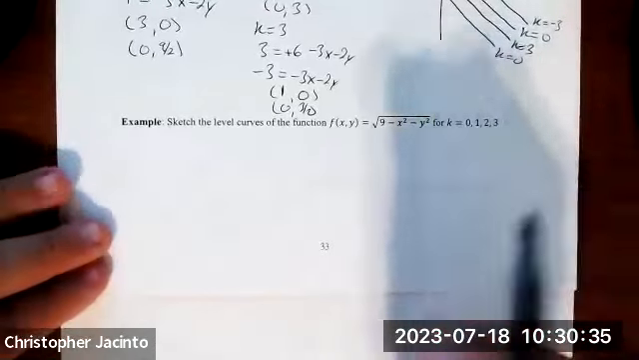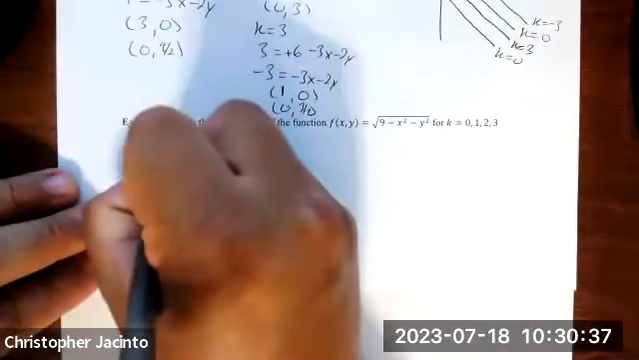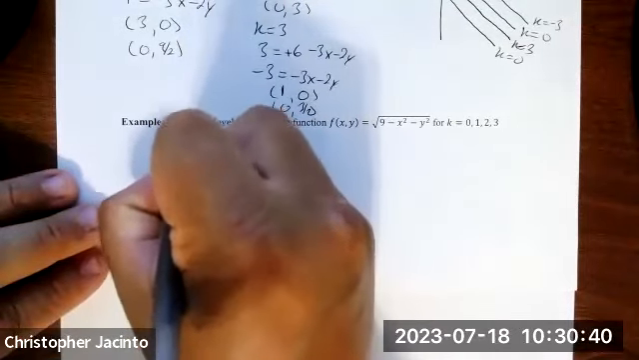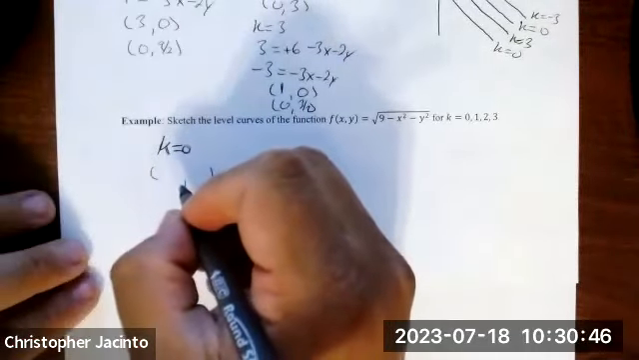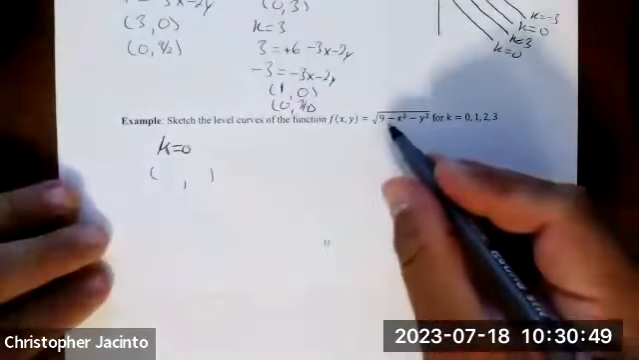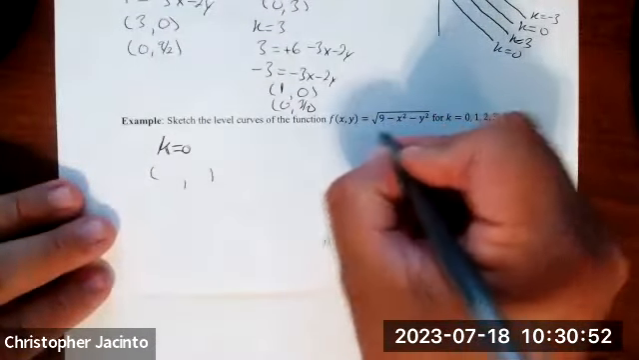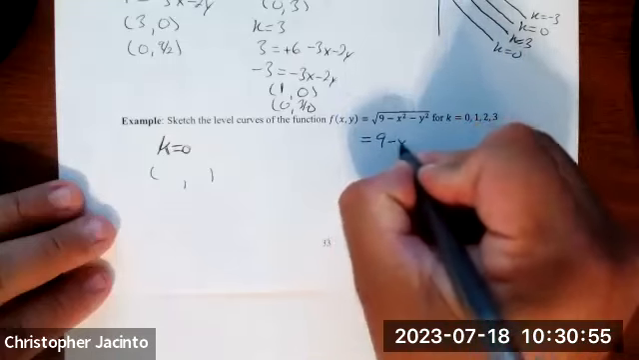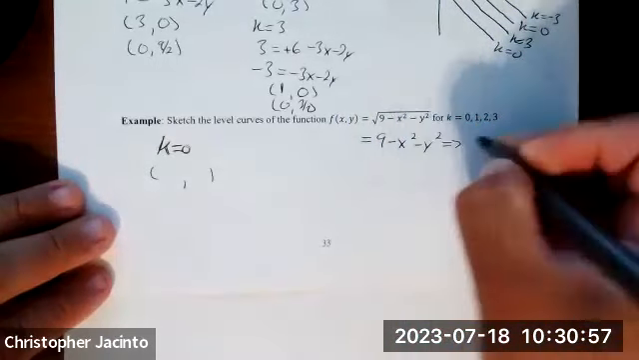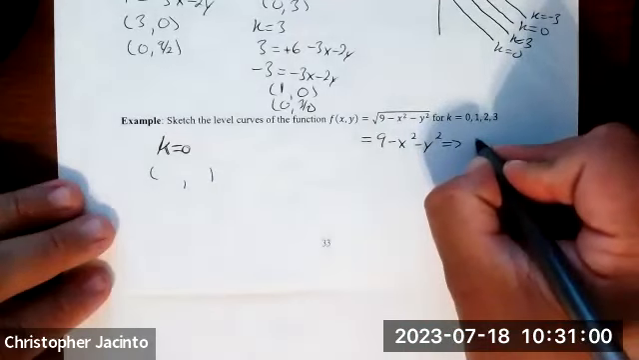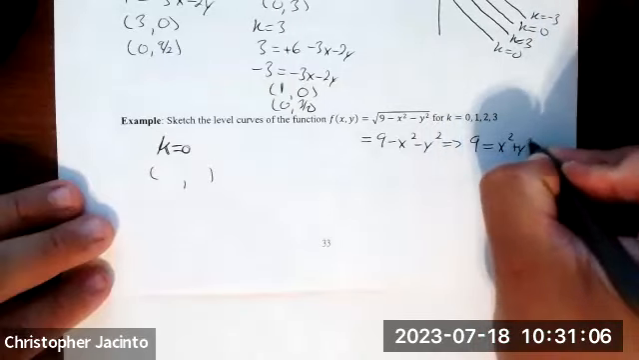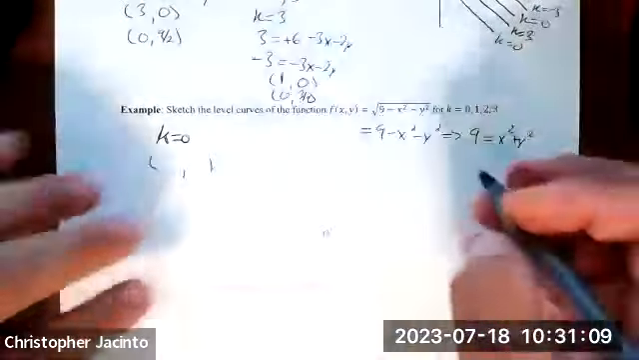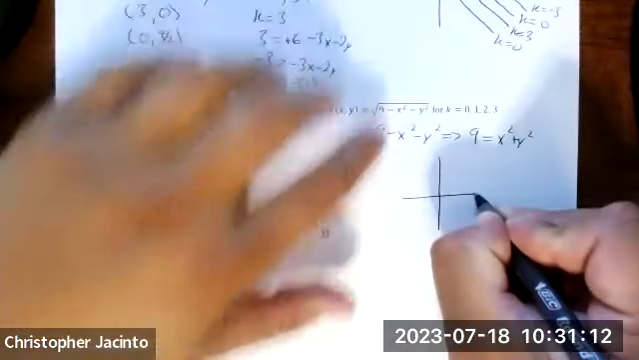And then the last example, this is a pretty cool one. It's kind of similar to what we just did earlier. Given the same thing, I'm just going to go a little faster. If you plug in 0 for k and solve, well, I'll just do it this way. If you just square both sides, you eventually get this. I'll just rewrite it: this is the same thing as 9 is equal to x squared plus y squared. So that ends up being just a circle with radius 3.